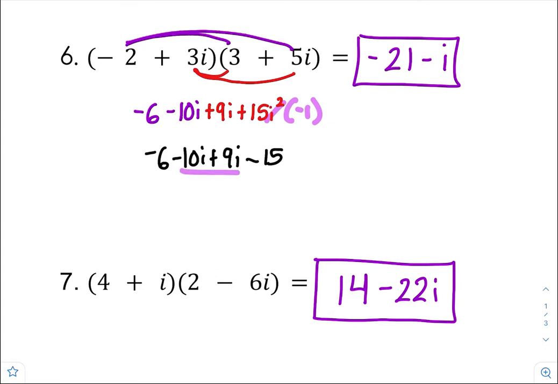So we have our reals. This is our imaginaries. These are our reals. So combining the reals first, negative 6 minus 15 is negative 21. And the imaginaries, negative 10i plus 9i, negative i.